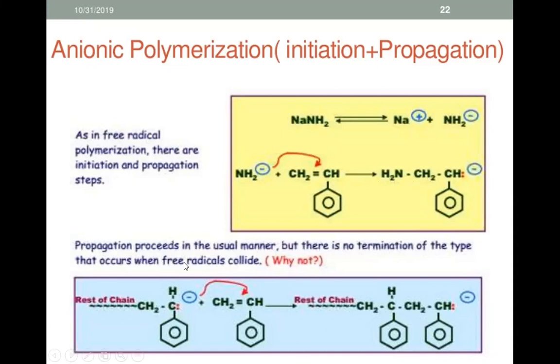Next, coming to the propagation step, the propagation proceeds in the usual manner, as in the case of cationic polymerization. That means whatever the carbanion, this is called carbanion, whatever the product that is formed in the first initiation step, it is made to react with another monomer of styrene and the chain growth takes place like this. So this is the initiation and propagation step of the anionic polymerization.